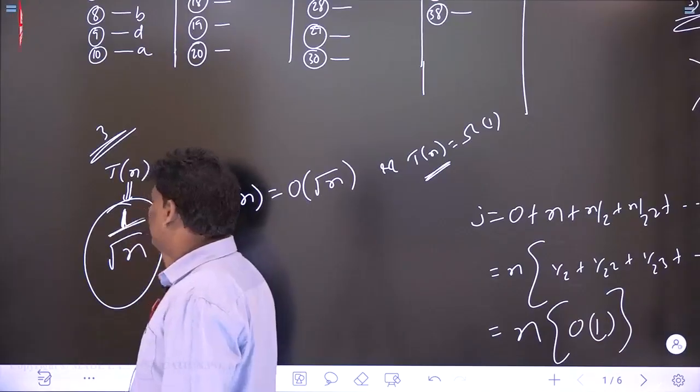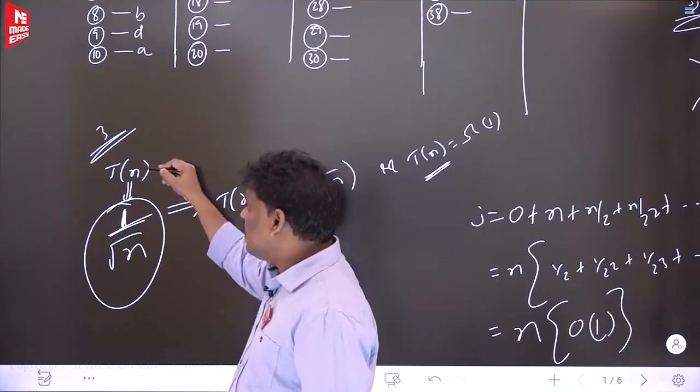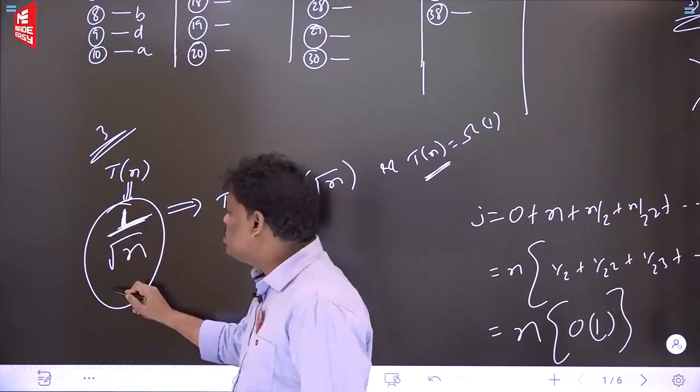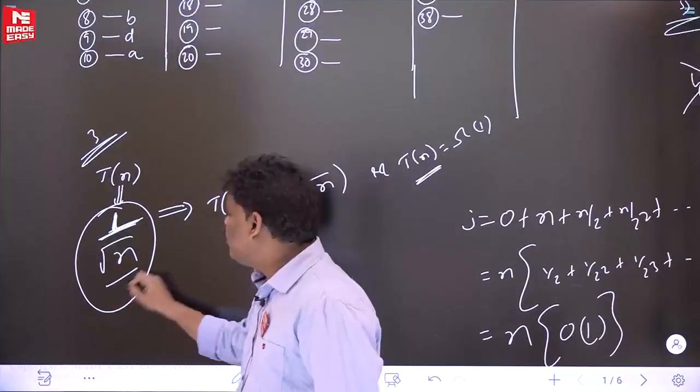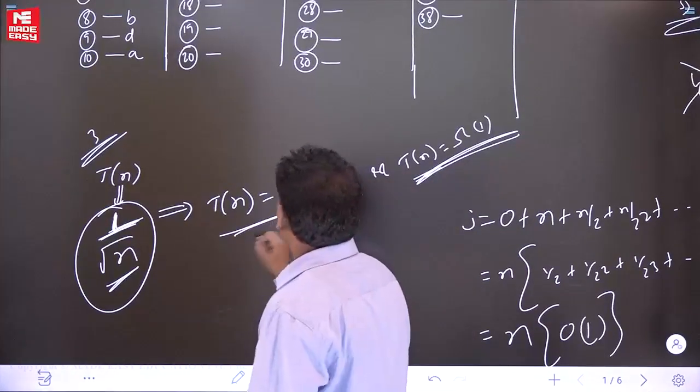This algorithm having two possibilities. Sometimes it will stop immediately, means constant time. Sometimes it will go until root n. So this algorithm will take minimum 1 time, maximum is root n. Right? Technical way of writing, minimum 1, this. Maximum is root n, right, like this.